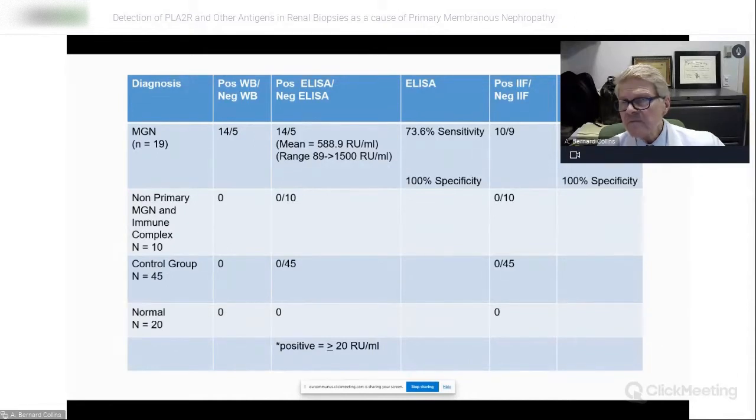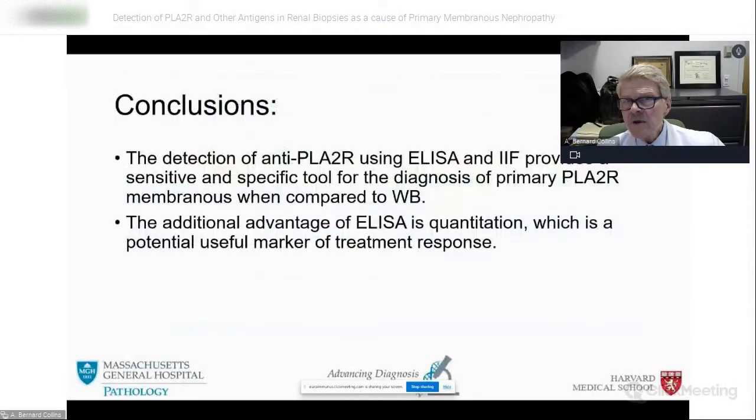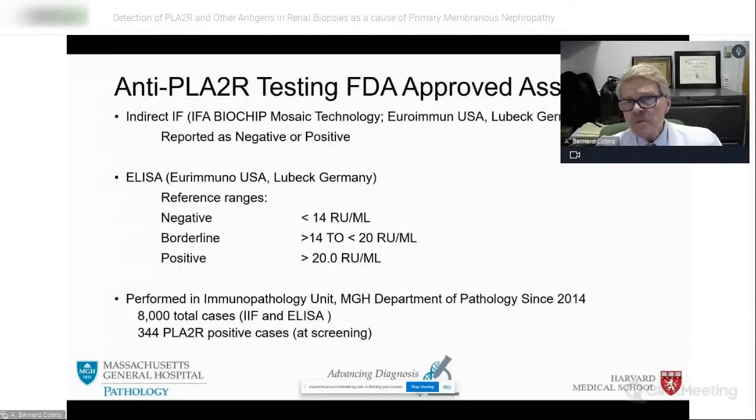and other patient diagnoses. And so we concluded that the detection of anti-PLA2R using ELISA and indirect immunofluorescence provides a sensitive and a specific tool for the diagnosis of primary membranous, PLA2R membranous, I should say, when compared to Western blot. The additional advantage of the ELISA is quantitation, which is a potential use as a marker of treatment response. And we'll talk more about that in the course of the presentation.